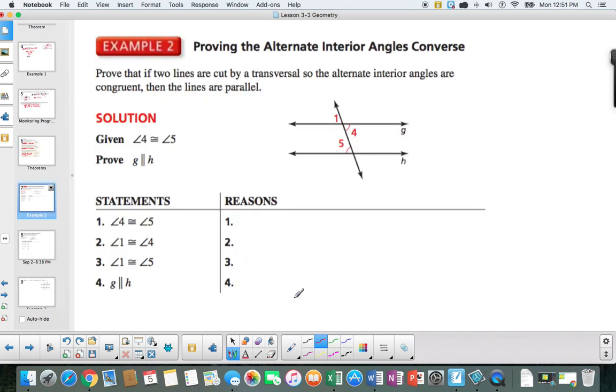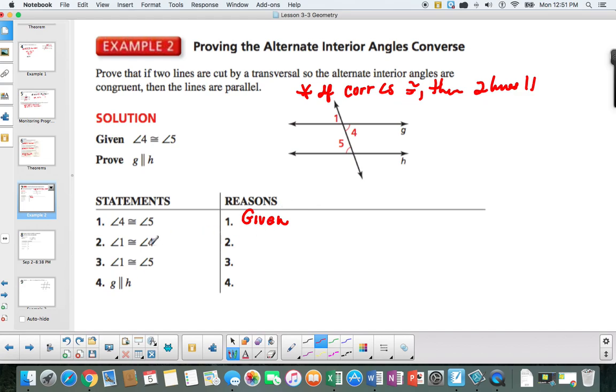All right, let's go ahead and prove one of them. Remember, the only one that we have so far that we can use, let me go ahead and put that as an asterisk. If corresponding angles are congruent, then the two lines are parallel. Okay, so this is given. Angle 4 and 5 are congruent.